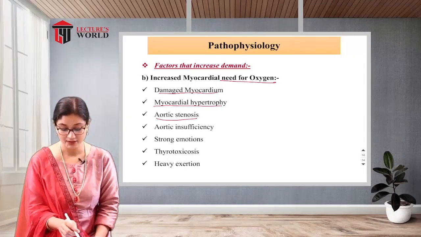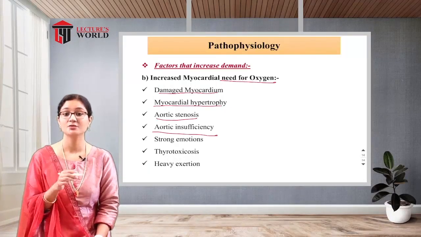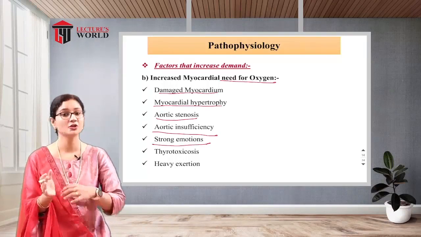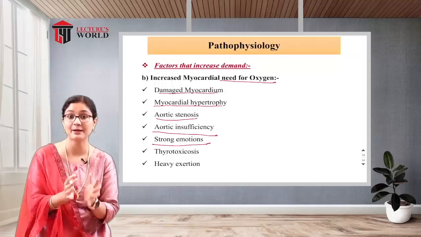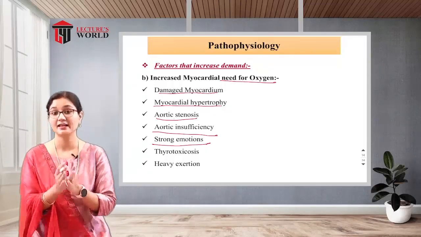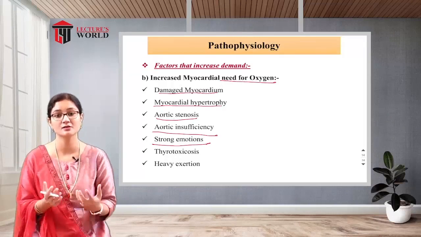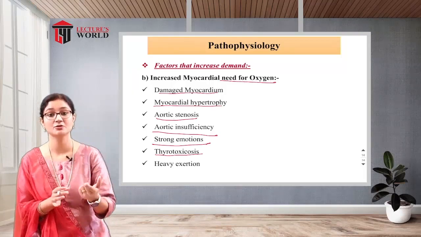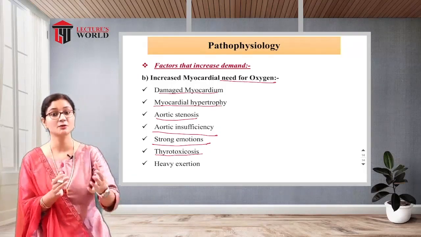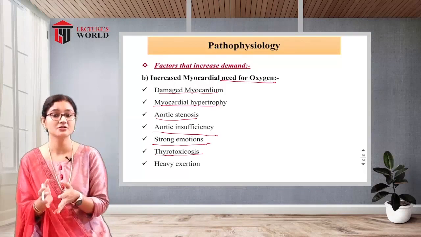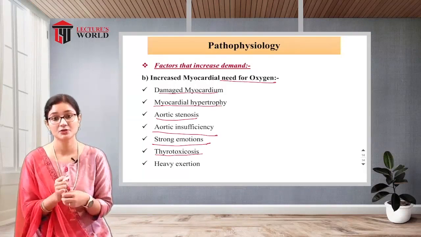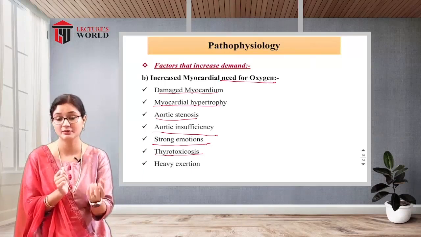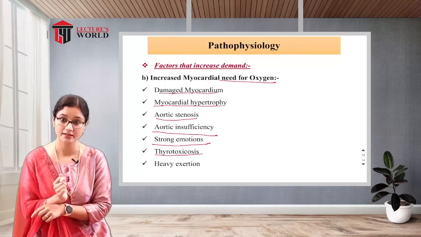Aortic stenosis we have seen. Aortic insufficiency is nothing but aortic regurgitation, the valve regurgitation. Strong emotion, as I said, is not just sadness; it can be happiness also. Extreme happiness, extreme sadness or shocking news can cause sudden pain. Thyrotoxicosis is nothing but a complication of hyperthyroidism. Just understand, when the metabolic rate is increased, the heart is going to beat faster, so oxygen demand is again increasing.